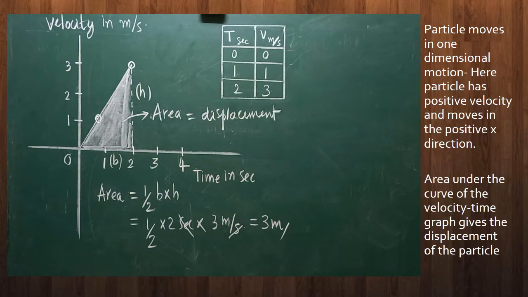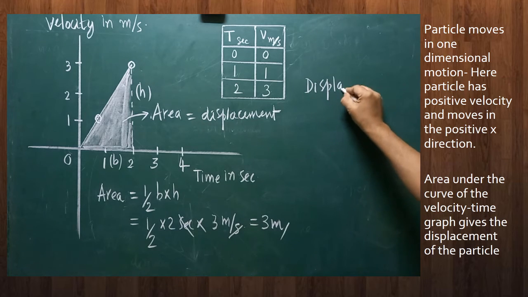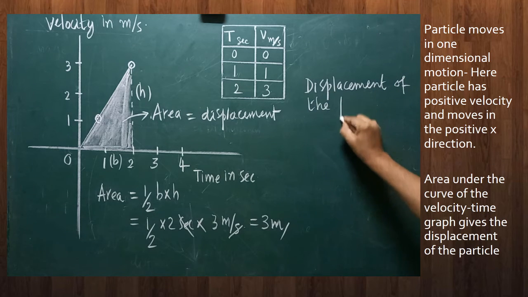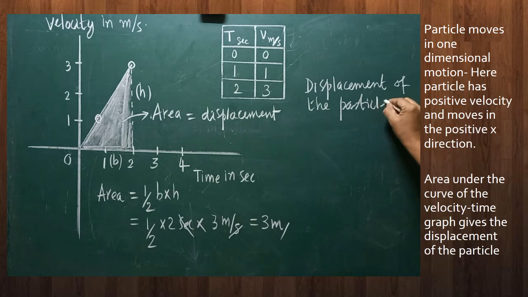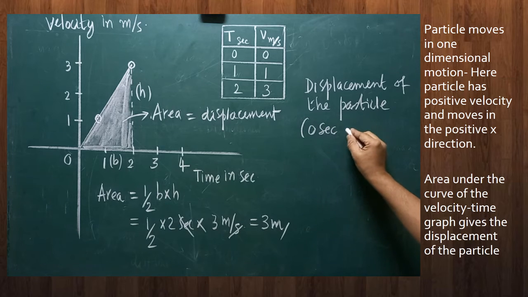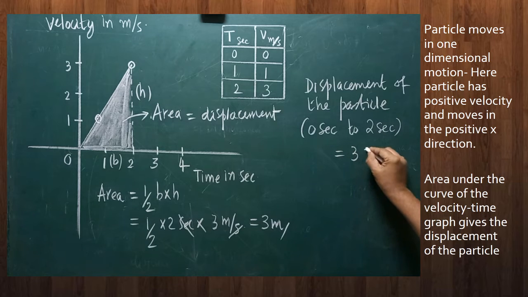Are you clear? Straight away from the area, we can easily calculate the value of which one? The displacement. So instead of saying area, now you can call it displacement. So the final conclusion must be written here. What is the conclusion? Displacement of the particle when it moves from 0 second to 2 second is 3 meters. Are you clear?